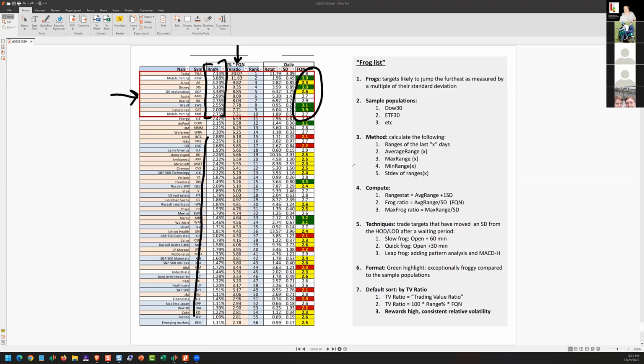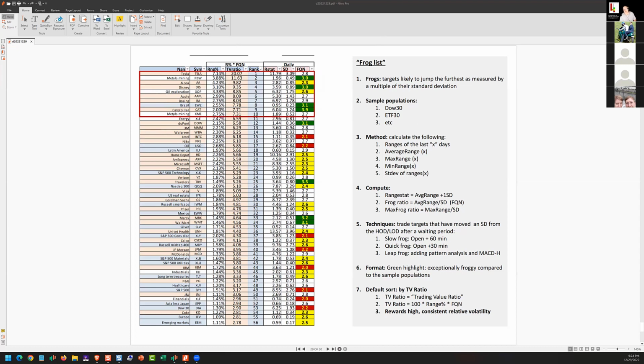These are like frog champions. Notice what we have: Tesla, Clean Energy, Alcoa, Disney, oil exploration, Apple, Boeing, Brazil, Caterpillar, metals and mining. Well, when the sectors like metals and mining in Brazil, this is why I love Brazil. It's a sector and it's got a great trading value. So everything in pink is like a Dow 30 company, and everything in blue is a liquid ETF.